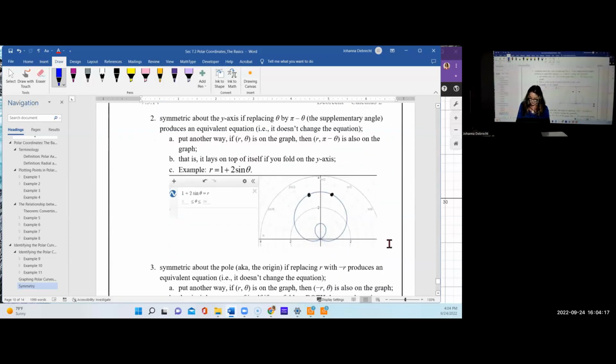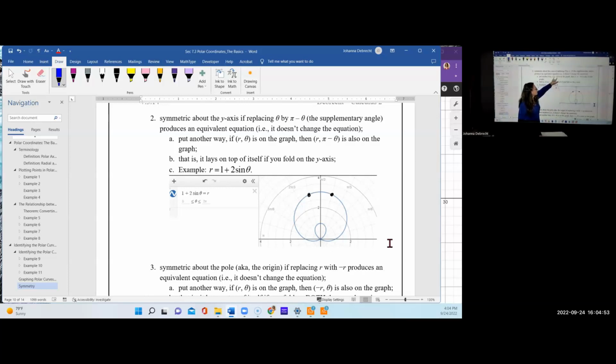The next kind of symmetry that we can have would be folding on the y-axis. And this one is if we replace theta with the supplementary angle, pi minus theta. So if theta is, say, 60 degrees, then we replace it with 120 degrees, which would be 180 minus 60. So in other words, if this is pi over 3, we replace it with 2 pi over 3, because those angles are symmetric across the y-axis. So we're basically looking at the supplementary angle and the angle.